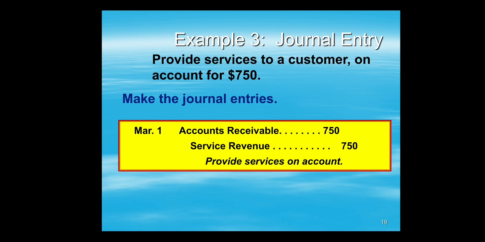The second effect of the transaction on accounting equation is equity increase. Okay, remember, when equity increase, you have to credit the account. So the related account in this situation is revenue. So credit account service revenue $750. The explanation for this is provide services on account.